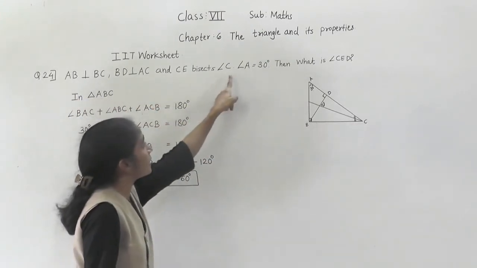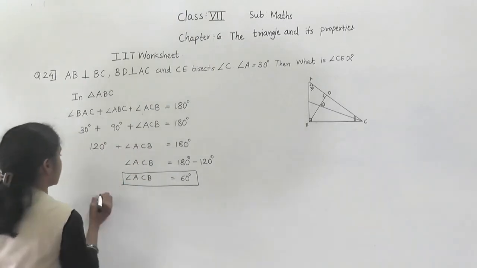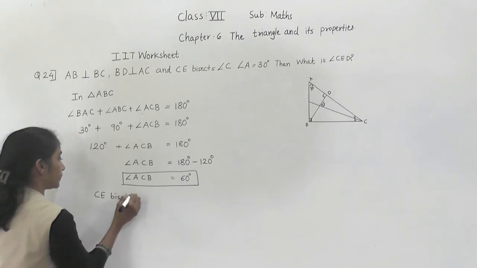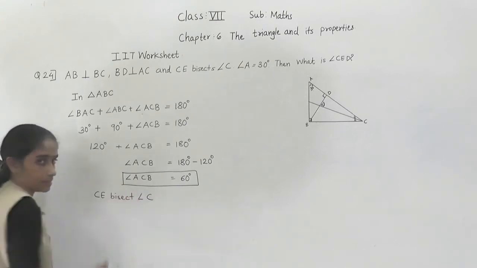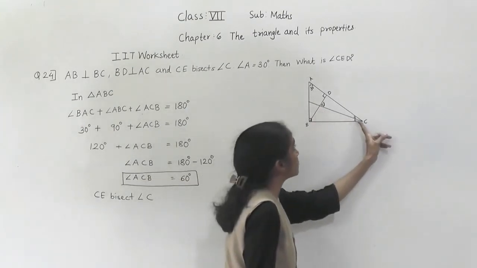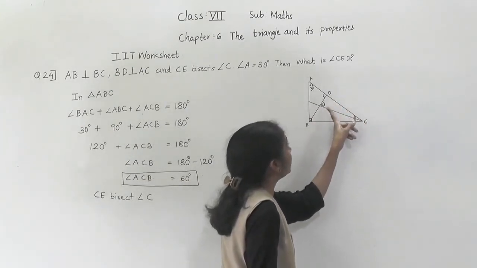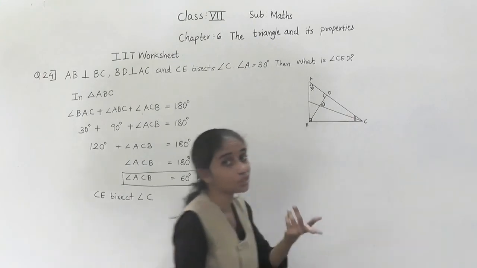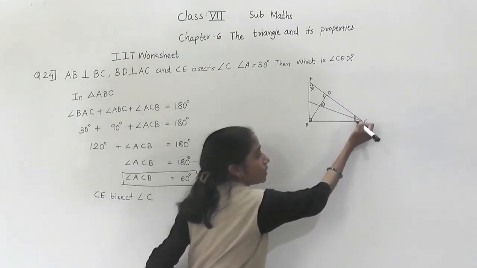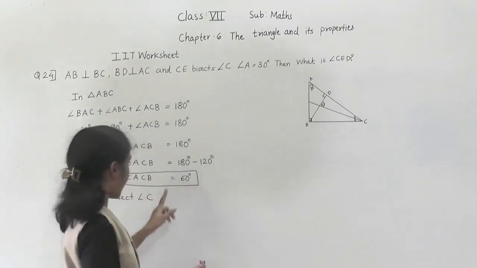And what is given? CE bisects angle C. Bisect means now angle ECD, how much will it come? 30 degree. Total angle C, how much did we get? 60 degree.